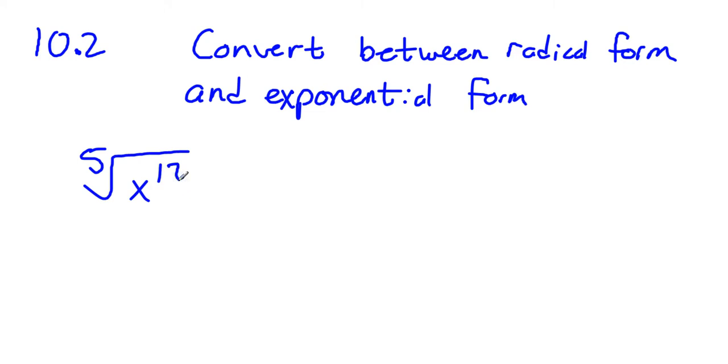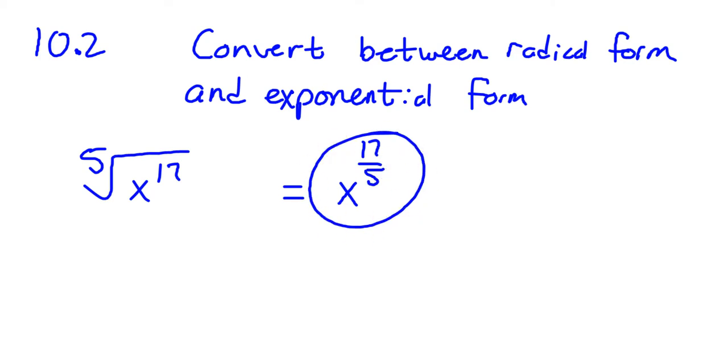Okay, so we'll do a few different examples, because once we see a couple of them, it should be pretty straightforward. So here's what we're going to do, exactly like we did on the last problem. We're going to take this x that we have here, take 17 and divide it by 5. And that's it. That's where you're going from radical form to exponential.